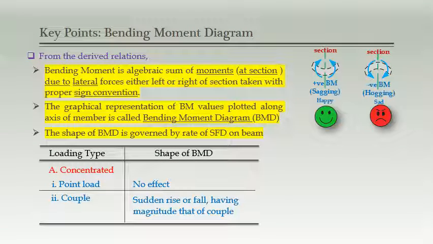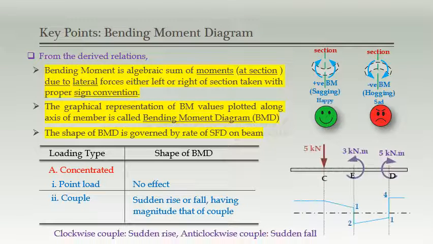Again we will consider two effects, concentrated and couple. Now in case of a concentrated point load, the bending moment diagram does not have any change, because if I take a section at C and observe this 5 kN load which is exactly passing through point C, we have already seen that whenever a point load passes through the point, it does not have any effect on moment. Therefore, whenever a point load acts on a beam, the BM does not have any change. That is the first point to understand.